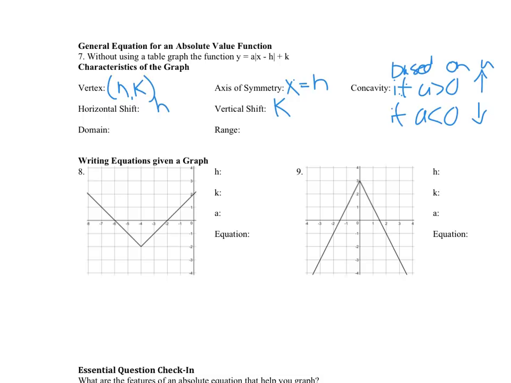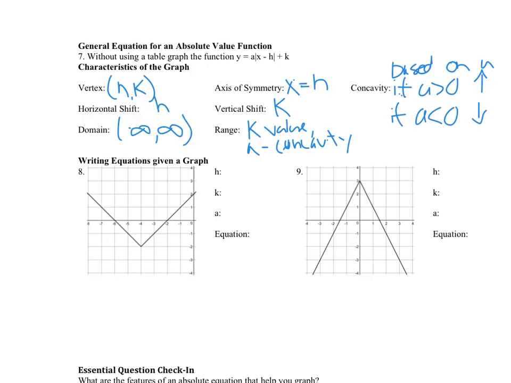Our domain for this is going to be all reals. There is no restriction, so we get negative infinity to positive infinity. Our range now comes from our k value and our a, our concavity, whether it opens up or down.